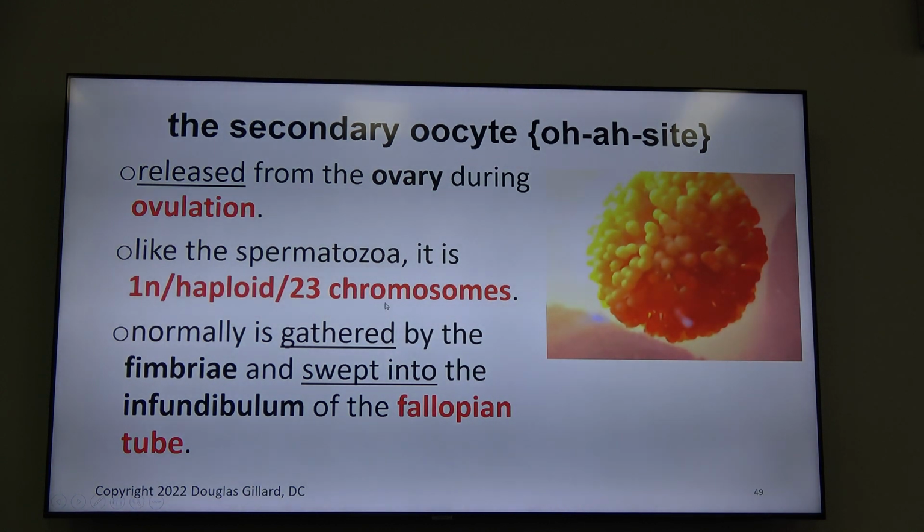Metaphase 2. We made it through, right? Because we had to go all the way through metaphase 1. We had to go through the entire meiosis 1 because we got a haploid. We made a polar body and we made a secondary oocyte, stuck in metaphase 2. It's normally swept up by the fimbriae, and a little anatomy: it's swept up into the infundibulum of the fallopian tube. That's the very end. The fimbriae come off the infundibulum, so good to know. I do like my anatomy.